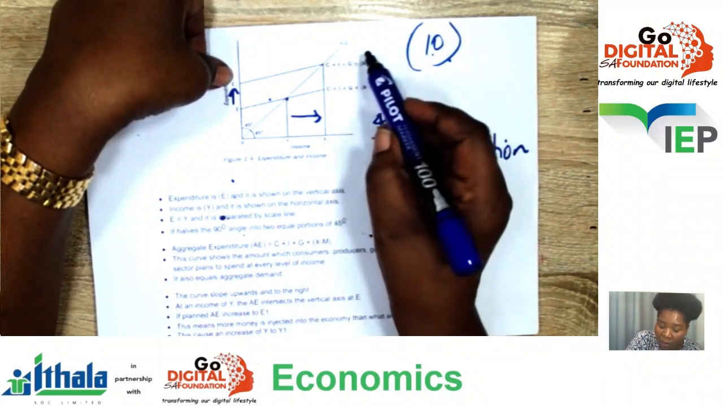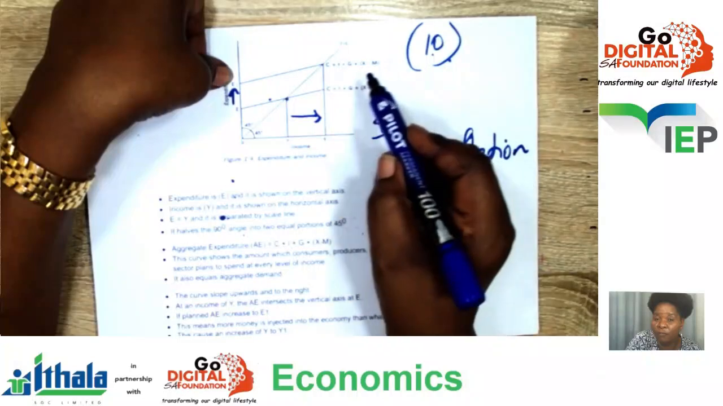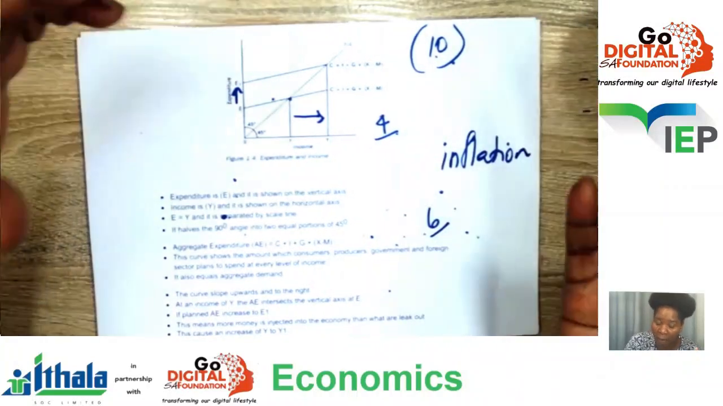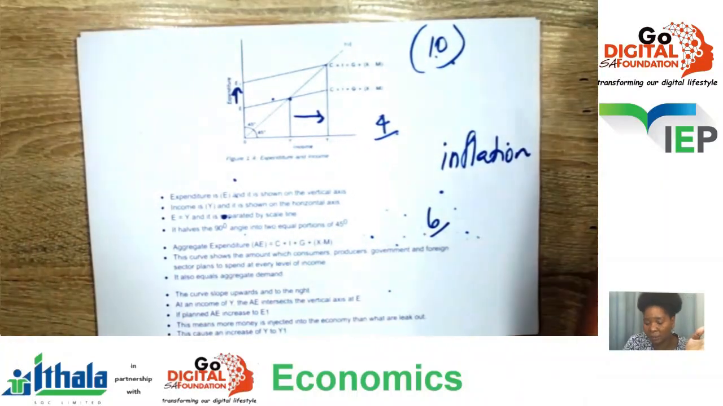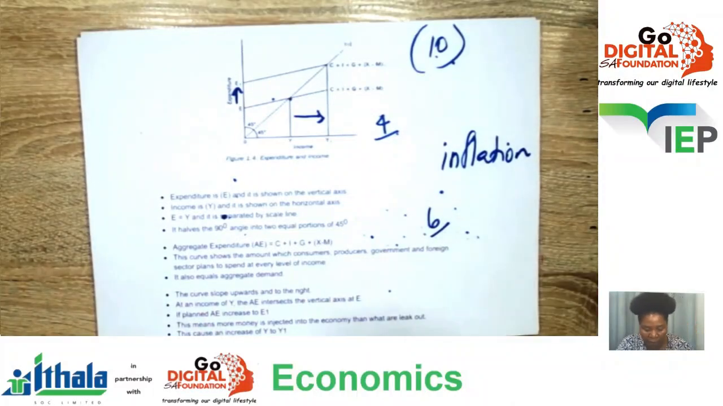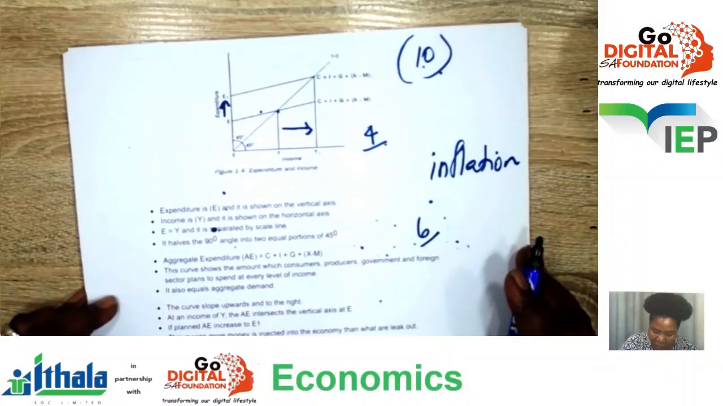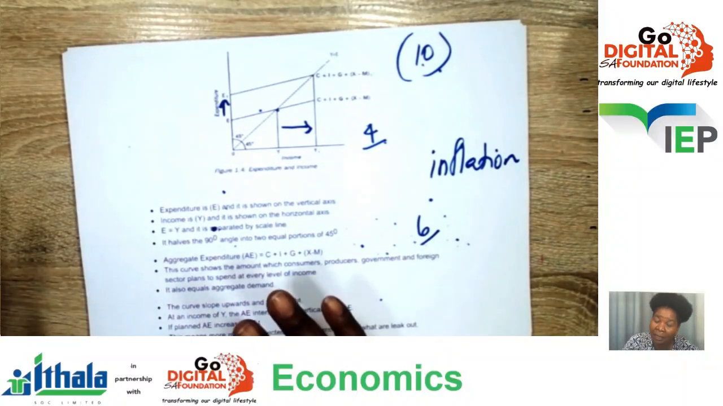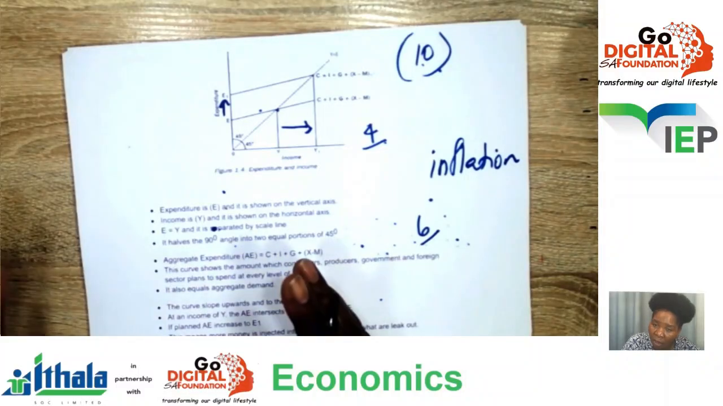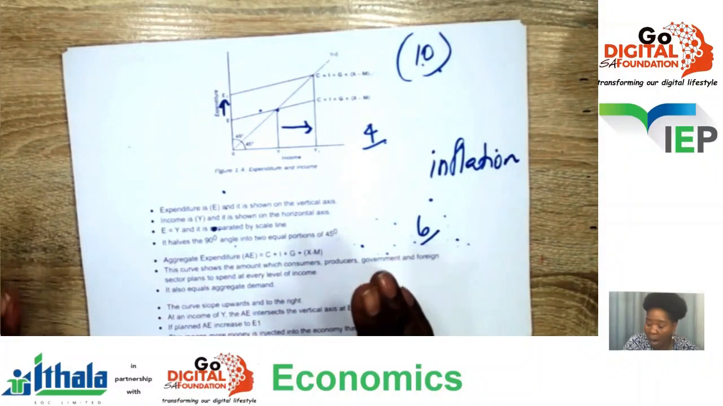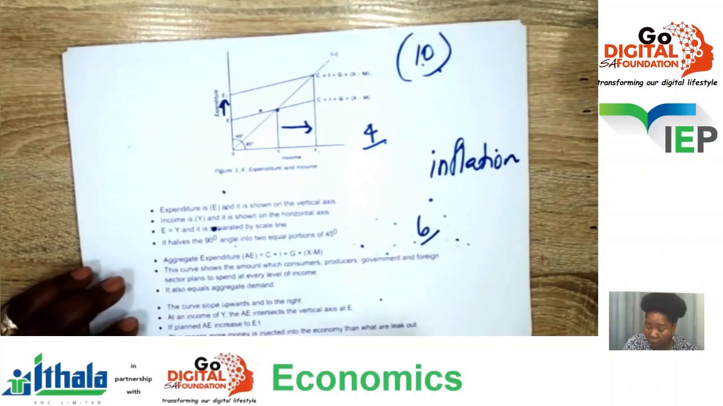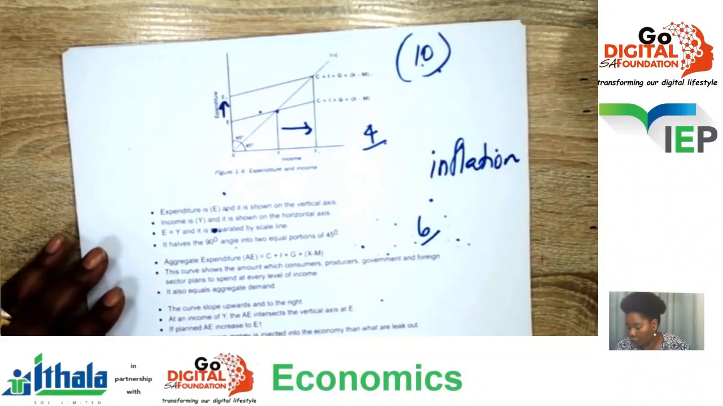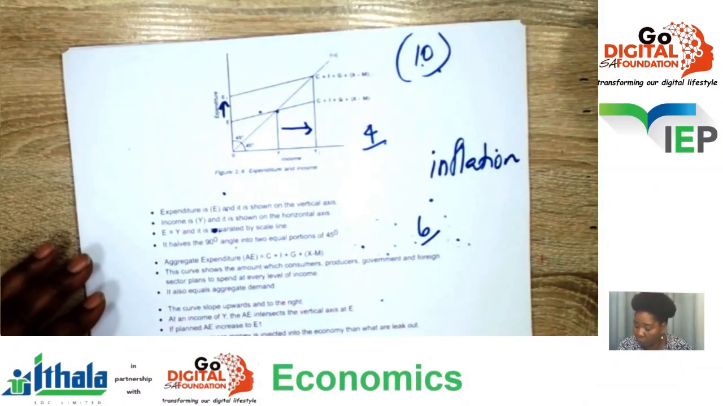It means all these people now are chasing few goods. Automatically, our prices increase. And that's inflation. That's not good for our country. So it's important that you understand that we need to make sure that our aggregate expenditure is equal to our aggregate demand so that we can avoid inflation. That was my multiplier, good people.